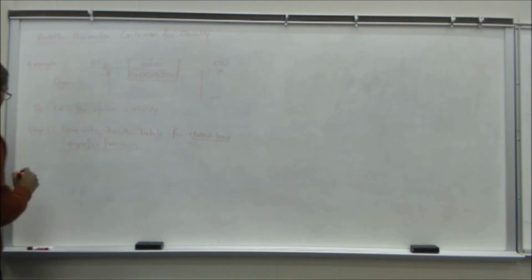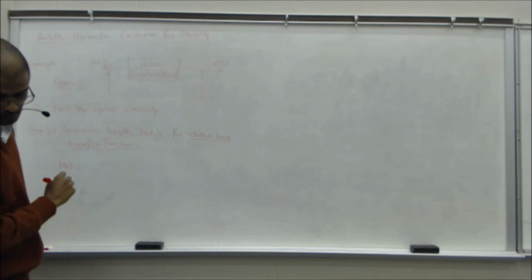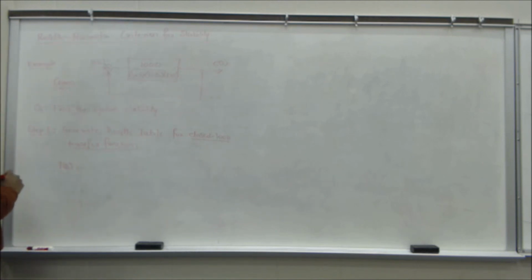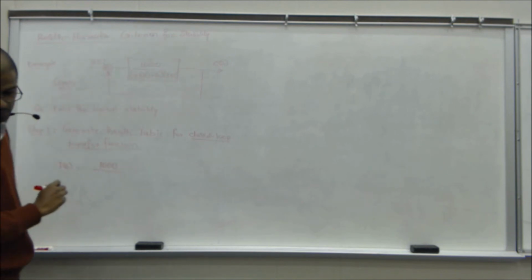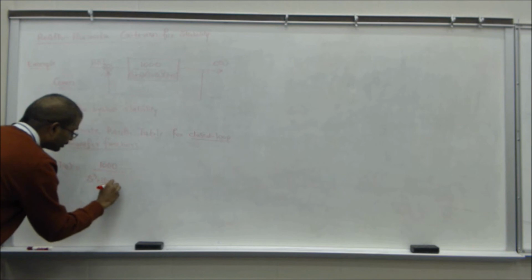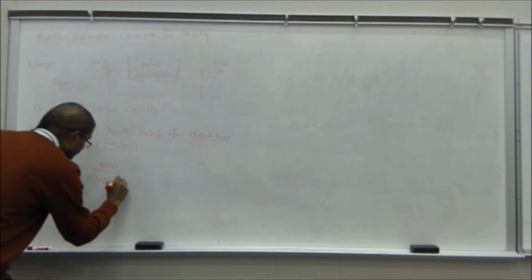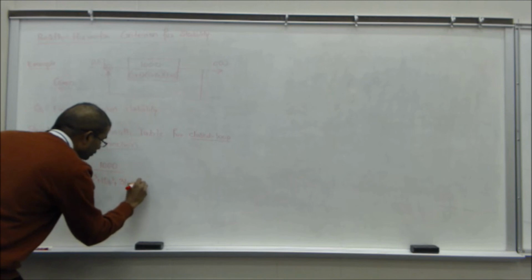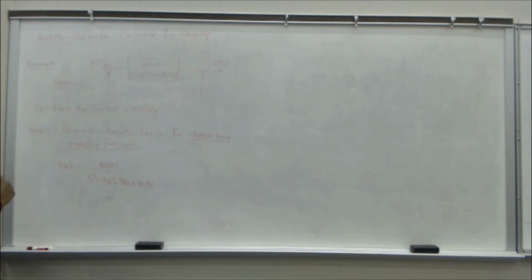So what is the closed loop transfer function here? The closed loop transfer function T(s) is equal to 1000 over S^3 plus 10S^2 plus 31S plus 1030. This is the closed loop transfer function.